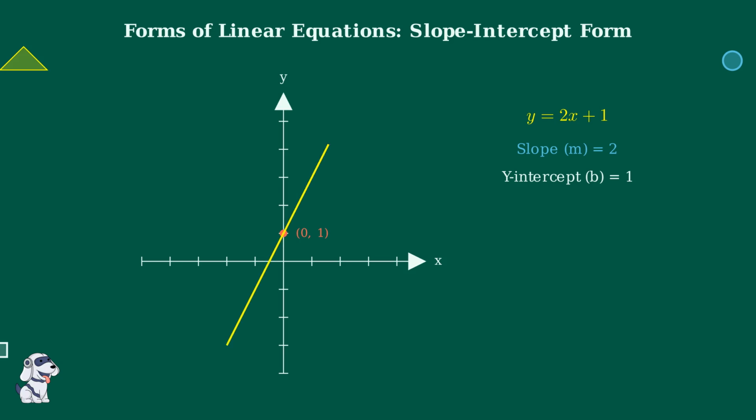Now let's draw the complete line. The slope of 2 means that for every 1 unit we move right, we move up 2 units. The slope represents rise over run. With a slope of 2, we rise 2 units for every 1 unit we run to the right.